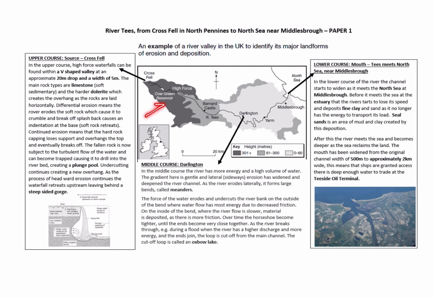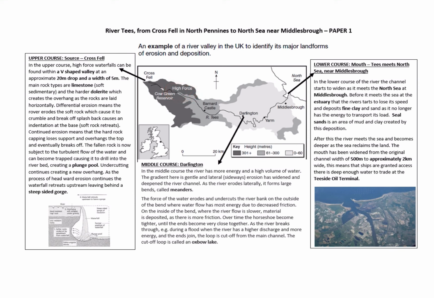You've got your upper course closest to the source, your middle course and your lower course. In the upper course here, you've got a V-shaped valley. It's got a 20-metre drop. I think it's about 5 metres wide off the top of my head. You would expect to see your waterfall here. High Force is your example of a waterfall on the course of the River Tees. It's got a plunge pool. There's a steep-sided gorge there as well.